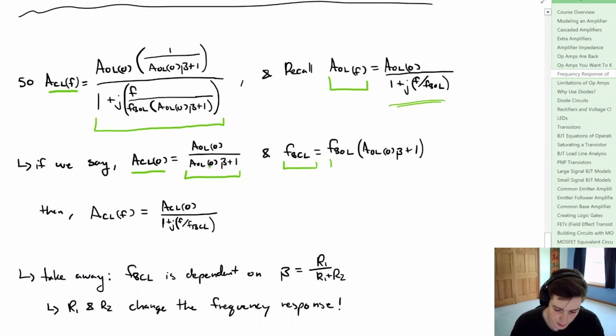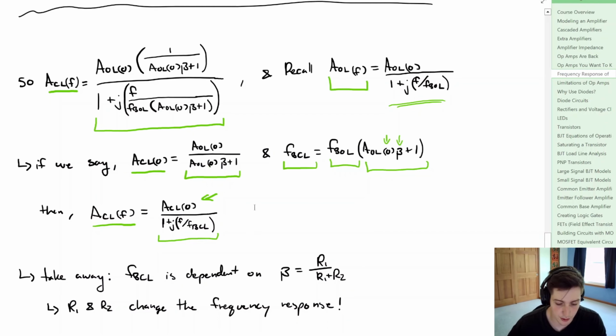Now from this, we can define something called the break frequency for the closed loop. It's going to be equal to the open loop frequency break, and then we have this open loop gain in the DC case multiplied by beta plus 1. That allows us to clean things up a little bit and say that the closed loop gain as a function of frequency is equal to the DC closed loop gain, and then in the denominator, we have 1 plus j times the frequency divided by the closed loop frequency break. So the closed loop and open loop gains in terms of frequency look fairly similar. At least that's what we try to achieve.